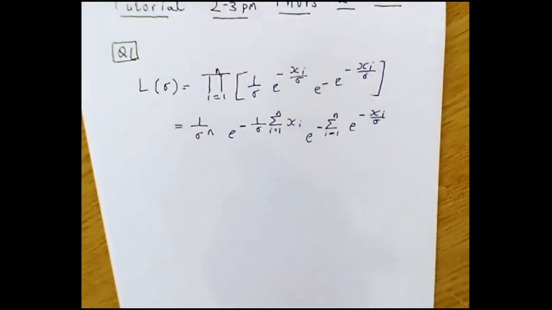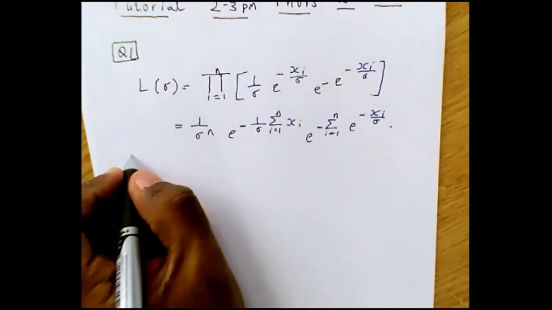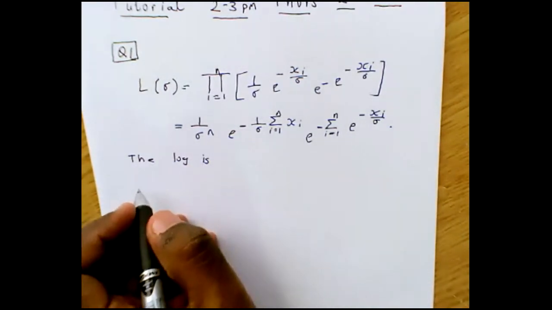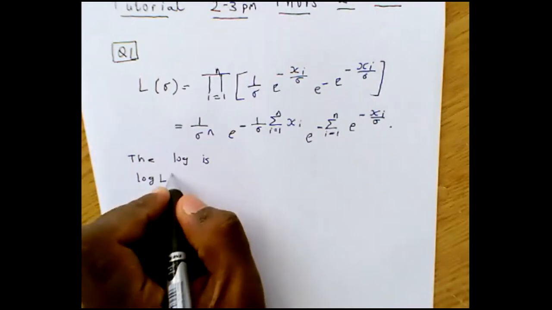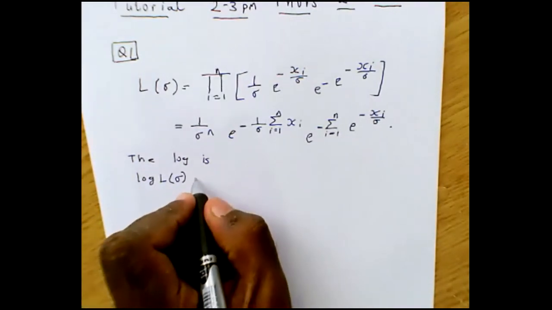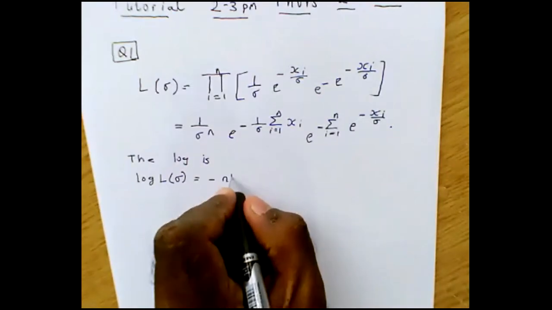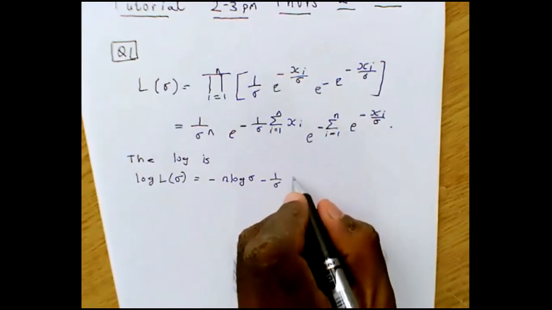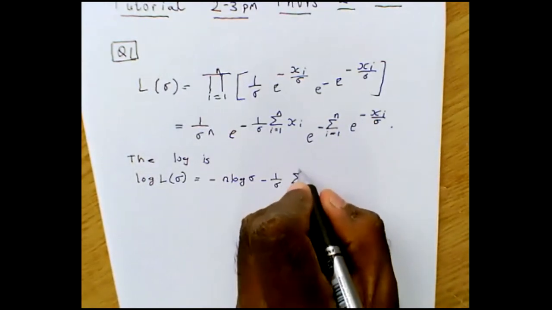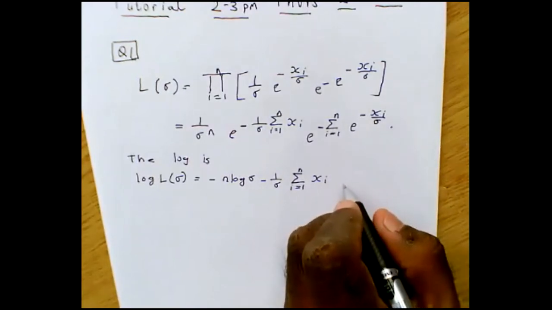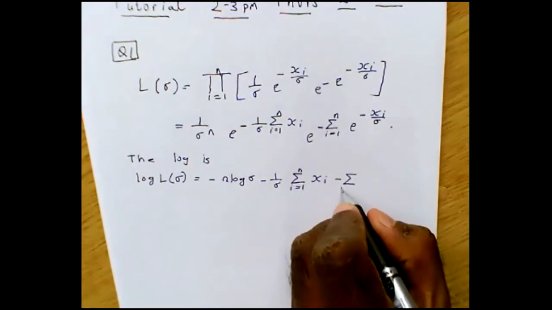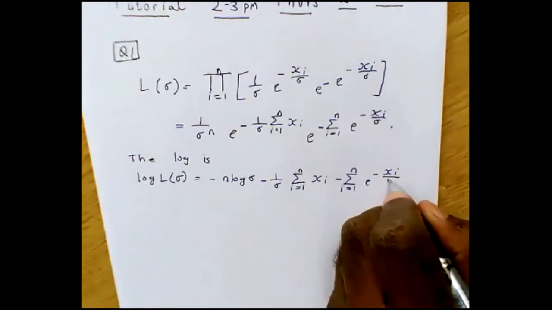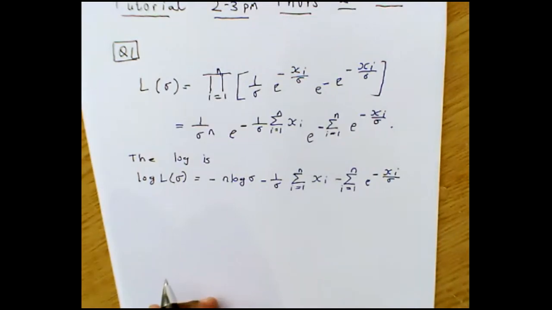Okay, then the next step is to take the log likelihood function, which is the log of L of sigma. So this is going to be minus n log sigma minus 1 over sigma times the sum of xi. Okay. So this is the log likelihood function.